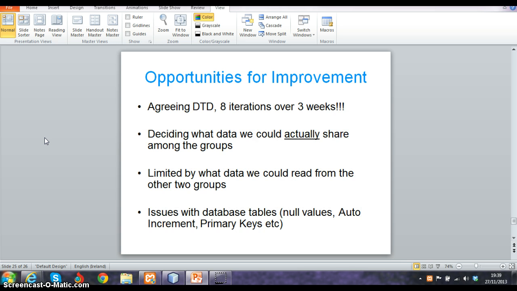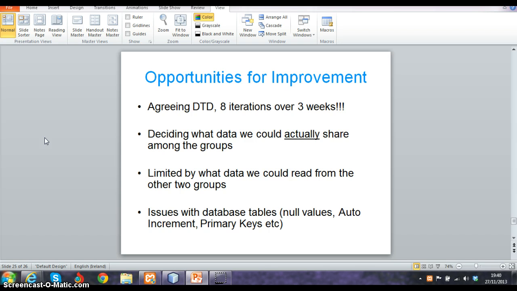Opportunities for improvement. Again, as we discussed in the presentation, agreeing the DTD took 8 iterations over 3 weeks. It was of great advantage that we were a small group and we could communicate well with each other.